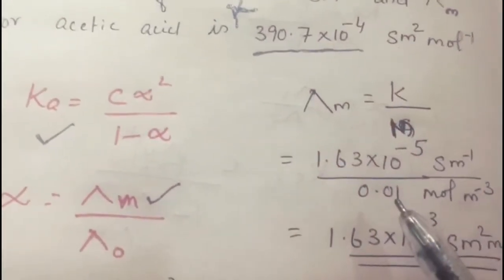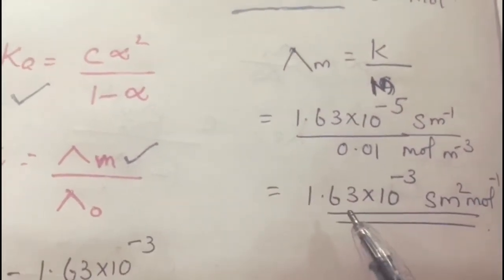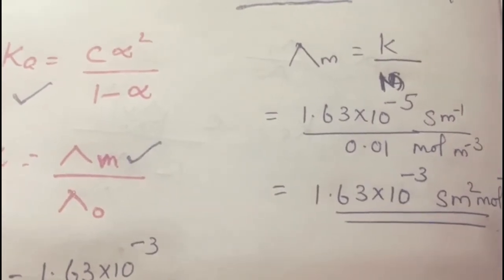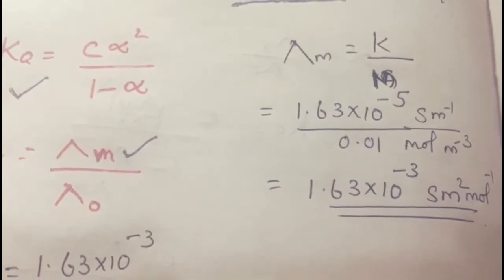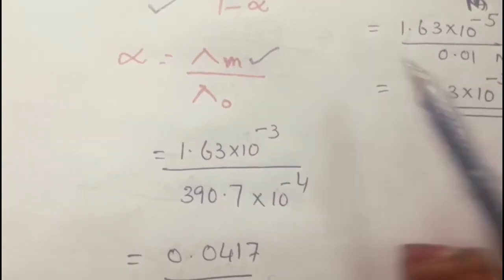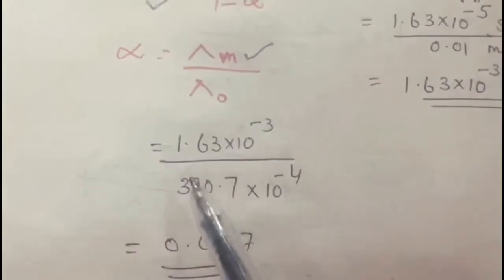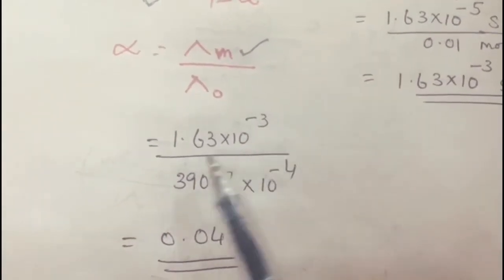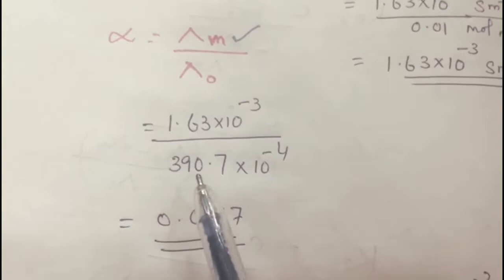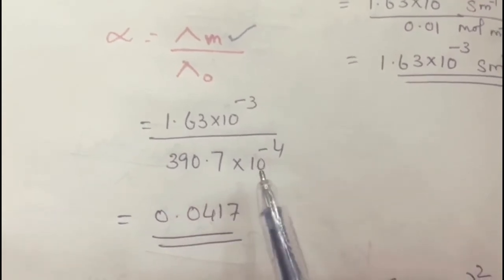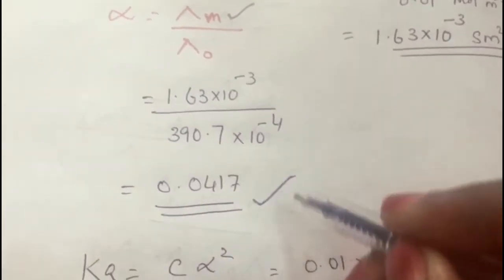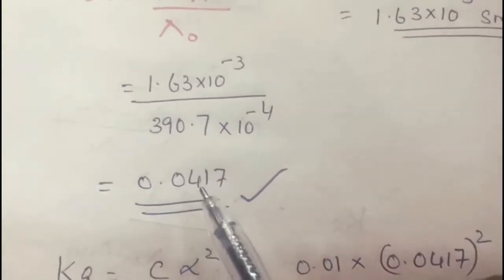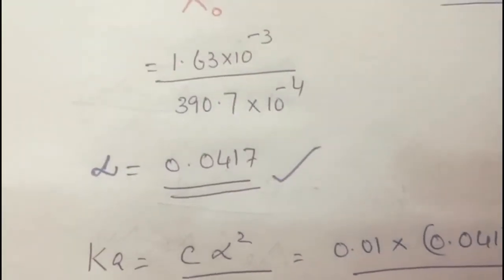So you can write here 0.01. The value of lambda m is 1.63 into 10 raised to minus 3 Siemens meter square mole raised to minus 1. We can substitute that lambda m here. So alpha equal to 1.63 into 10 raised to minus 3 divided by lambda 0m, 390.7 into 10 raised to minus 4. After calculating these two, you will get alpha equal to 0.0417. This is the value of alpha. Alpha is degree of dissociation.